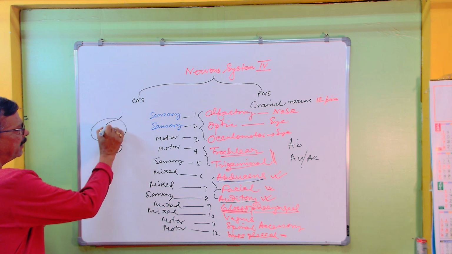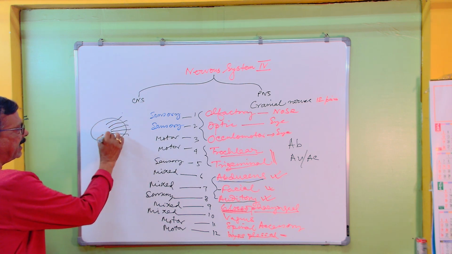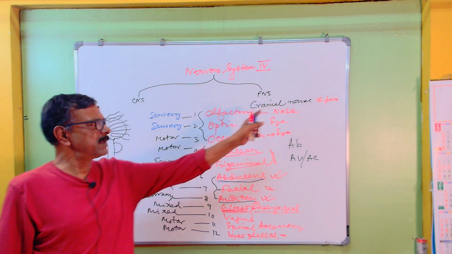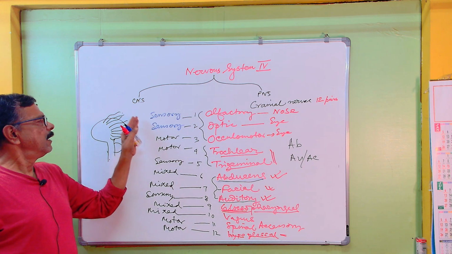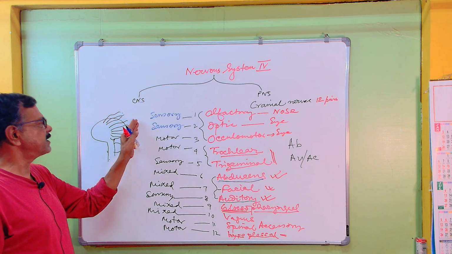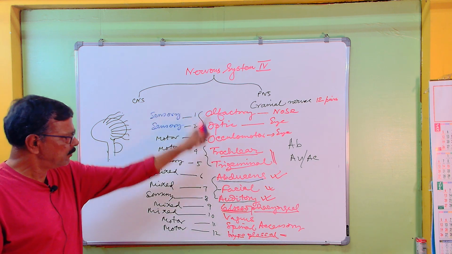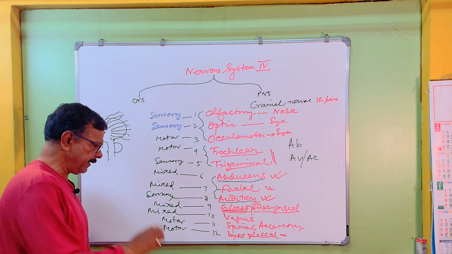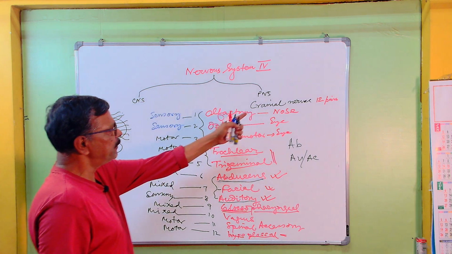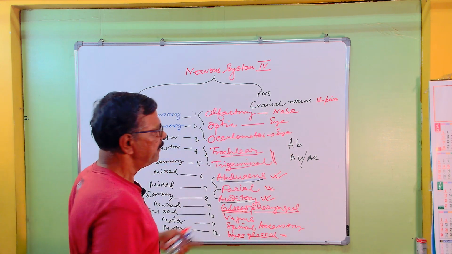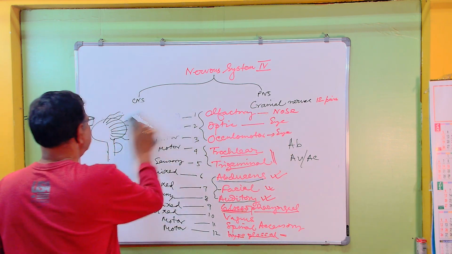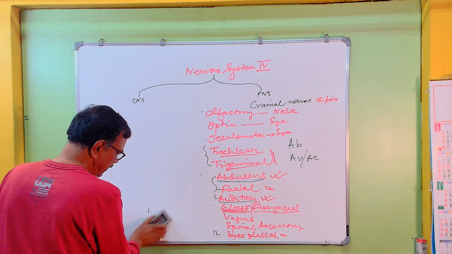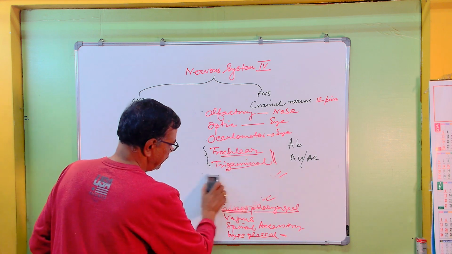From the cranium, these 12 pairs of cranial nerves form a part of the peripheral nervous system, which brings the impulses from the periphery and acts accordingly. These are the 12 pairs of cranial nerves that arise from the cranium or the brain. Now we will come to the spinal nerves. Spinal nerves are 31 pairs.